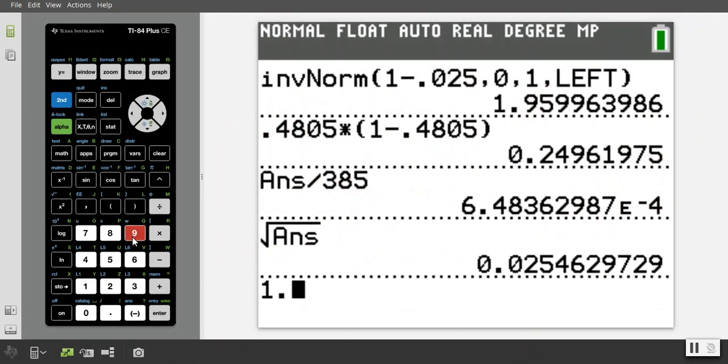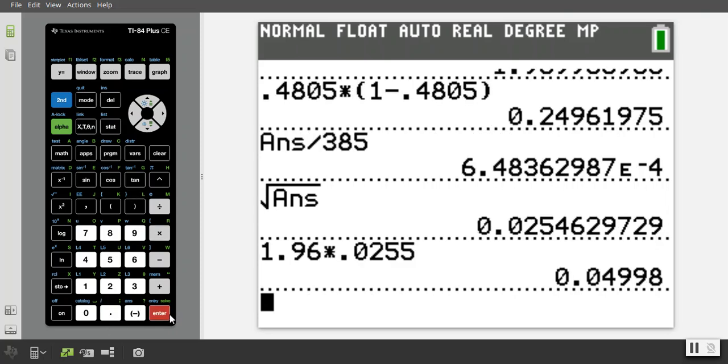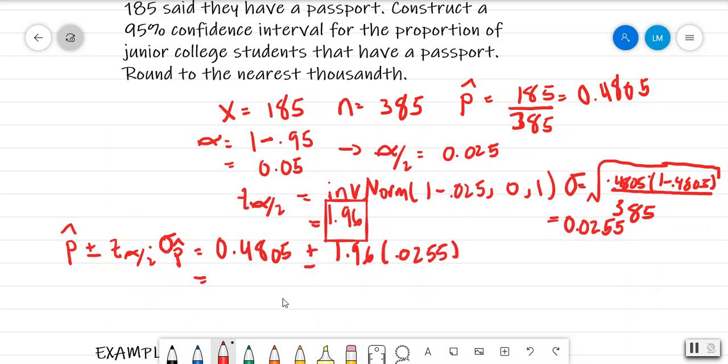So 1.96 multiplied by 0.0255, and we get 0.049998. That's not a bad number. So 0.4805 plus or minus 0.04998. Now, if we use this, then all that we need to find is the lower bound. So the lower bound is 0.4805 minus 0.04998.